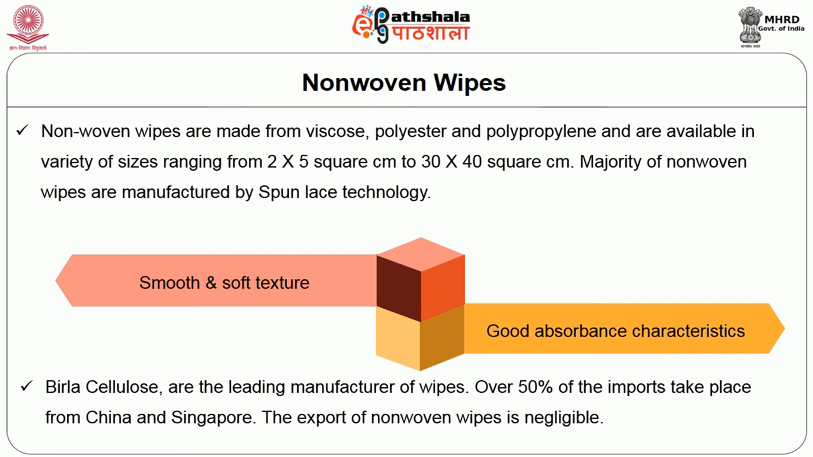The majority of non-woven wipes are manufactured by spunlace technology. The wipes are expected to be smooth and soft with good absorbency. Brilla Cellulose are the leading manufacturers of wipes. Over 50% of imports take place from China and Singapore. The exports of non-woven wipes from India are negligible.